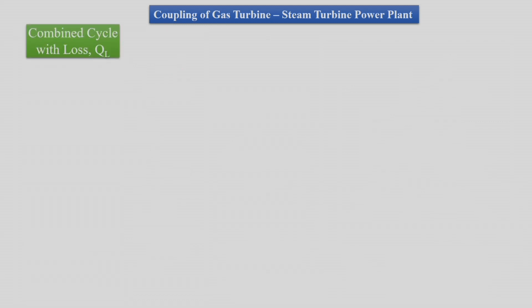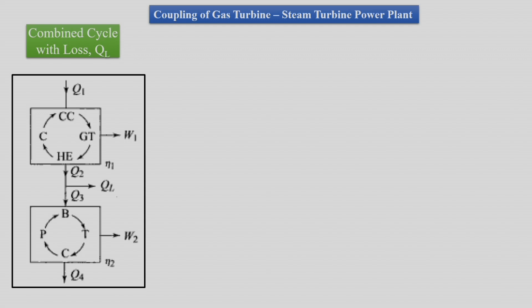Having said this, let us now consider the Rankine and Brayton cycles with some loss. That means we have a topping cycle, 1, and a bottoming cycle, 2. We will denote them as T and B, topping and bottoming cycle. Q1 is the heat taken by the topping cycle. It loses Q2 amount of heat and does W1 amount of work. But in this process it loses QL amount of heat before passing the heat Q3 to the bottoming cycle.